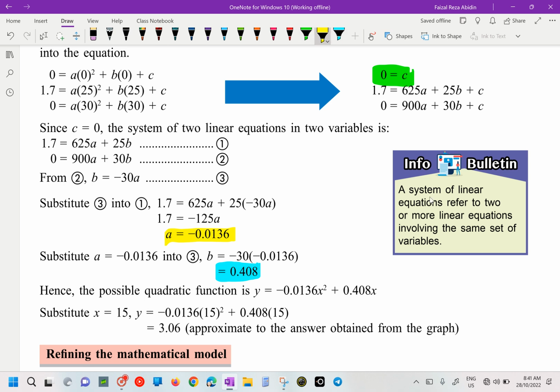If you look over here, X is 15 into our calculation over here. We are going to get 3.06 as our Y.